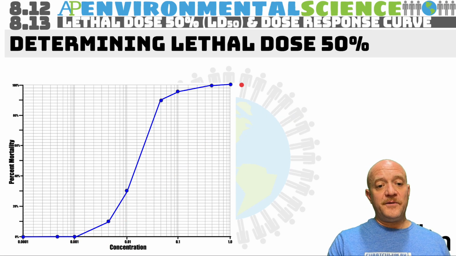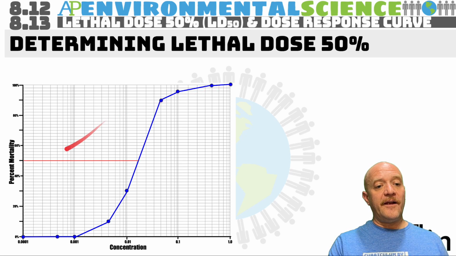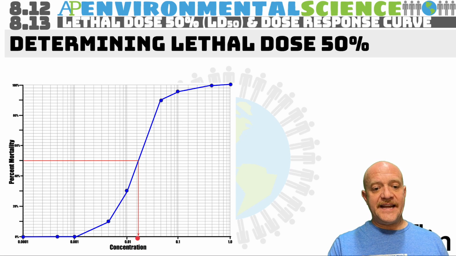Now, in order to calculate our LD50, you need to first figure out where is your 50% mortality and draw a line straight across, step 1. Then draw a line straight down, step 2. Figure out where this intersects with the x-axis, and that is your lethal dose 50%.